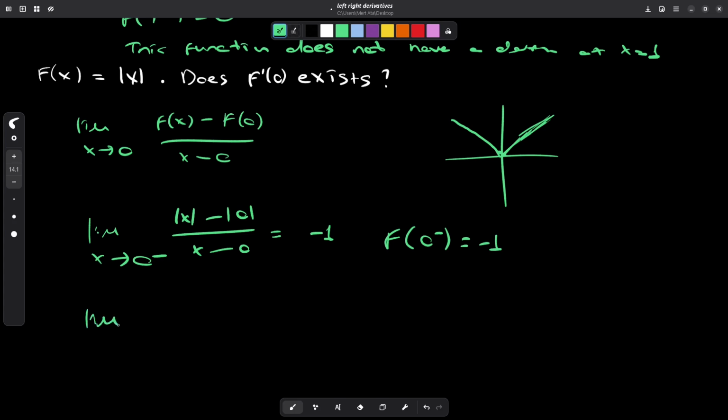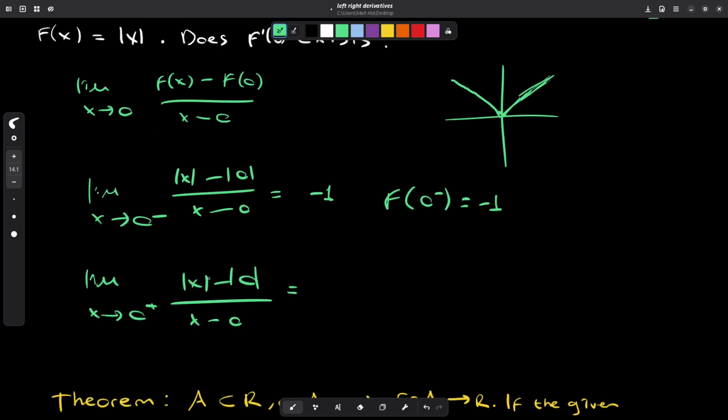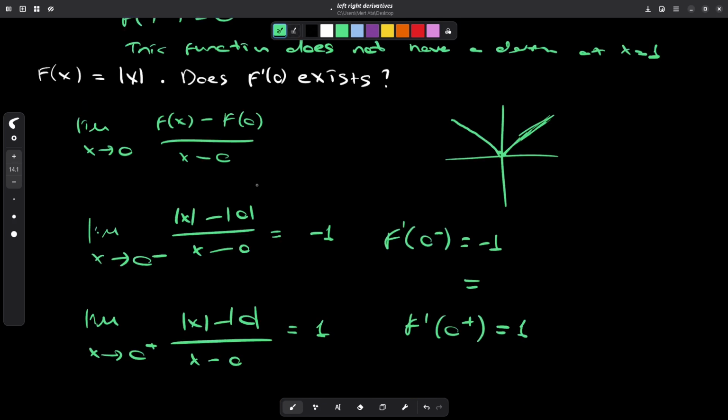What about the right-hand derivative, right? x approaches 0 from the right. |x| minus |0| over x minus 0. Now this absolute value is equal to x, so we can say this limit is 1. The right-hand derivative is 1. These are not equal, so we will say we do not have a derivative. This function is not differentiable at 0.